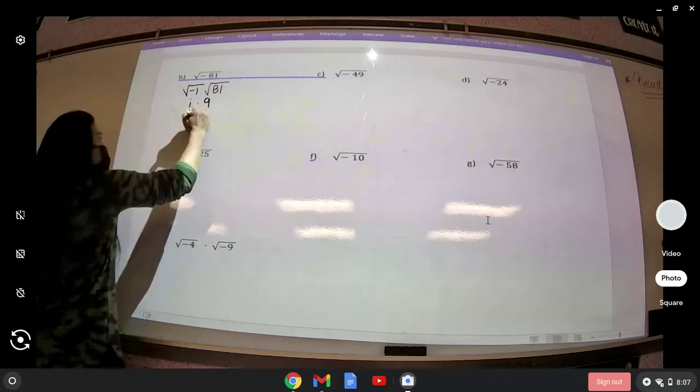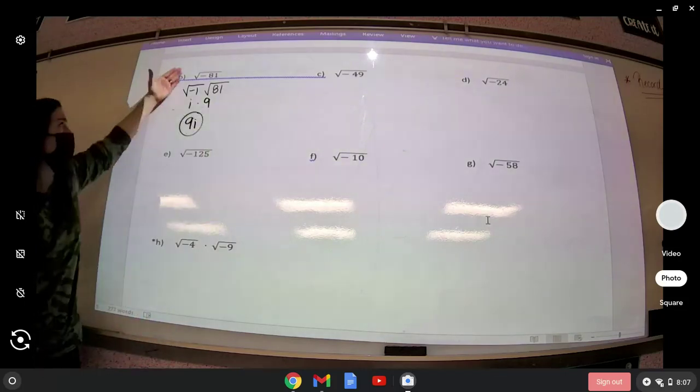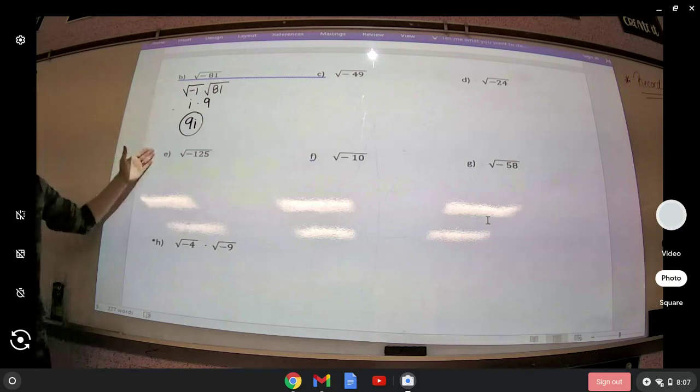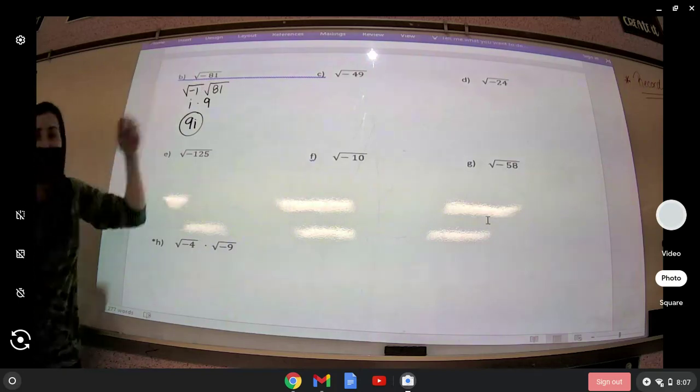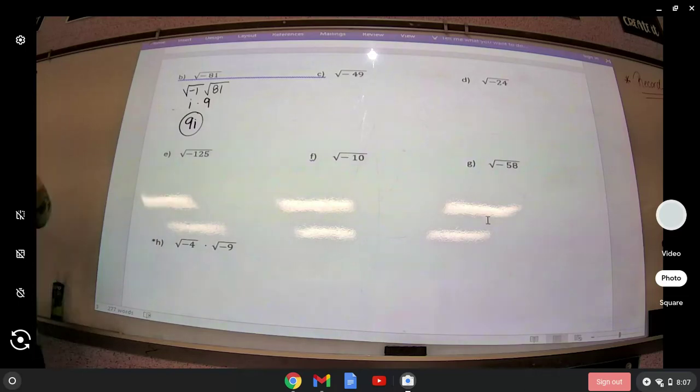The answer is 9i. So basically, if I took the square root of 81, the answer is 9. If I take the square root of -81, the answer is 9i. It's an imaginary number, not a real number.